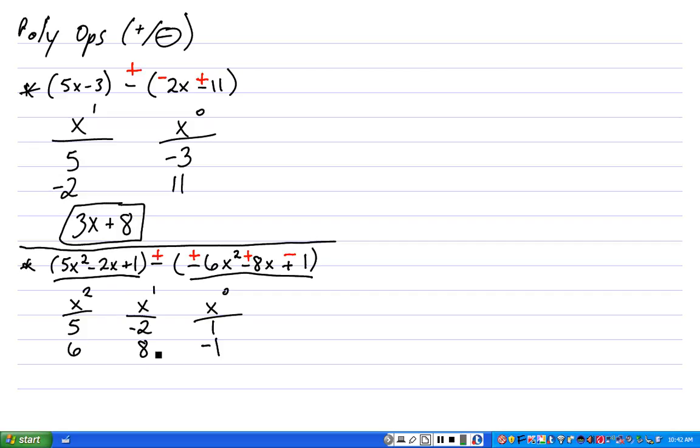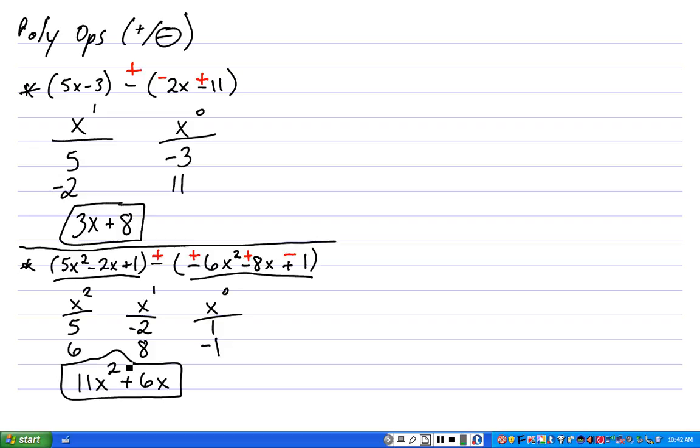6 terms lined out. So now 6 and 5 is 11. That's x squared. Negative 2 and 8 is a positive 6, and that's my x. 1 minus 1 is 0, so I don't have any constants. So there's my answer. Alright, let's try one last one here.